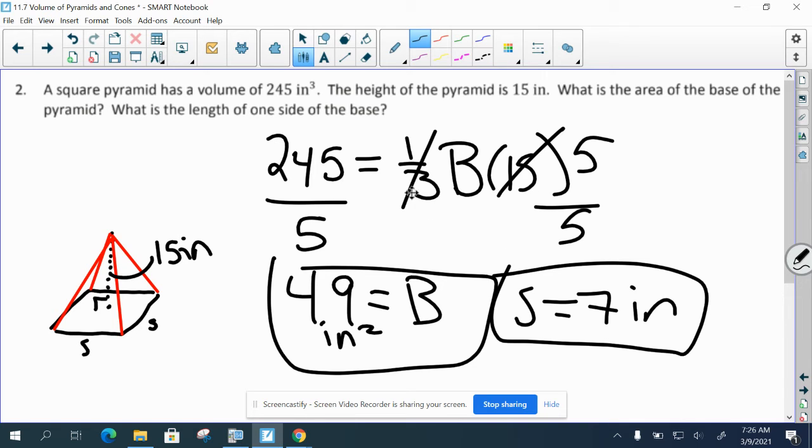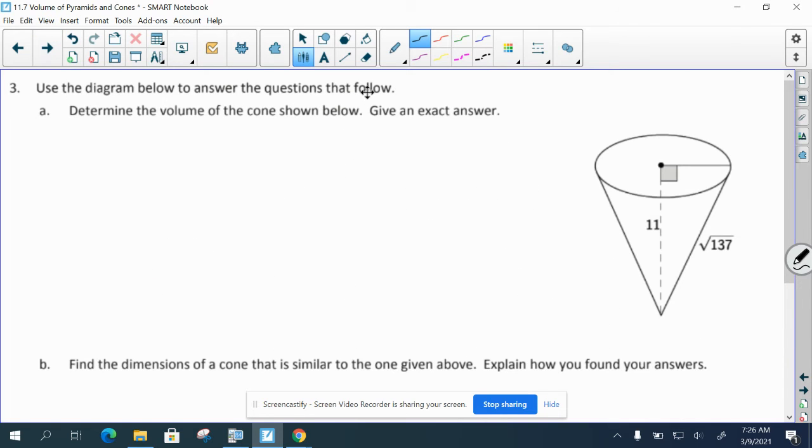Okay, an example with the cone. Determine the volume of the cone shown below. Give an exact answer. All right. So for volume of a cone, remember we want 1/3 pi r squared h. The problem is we know what h is. This would be the lateral height, which you don't use in the formula, but we'll need it to figure out what the radius is.